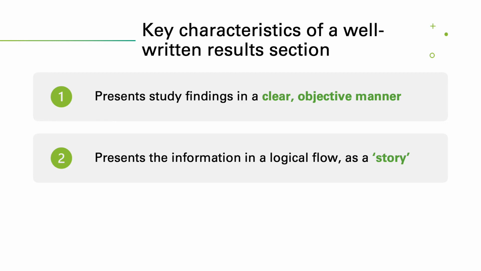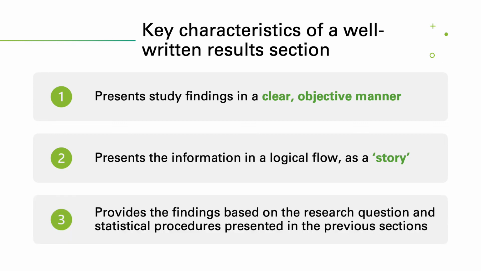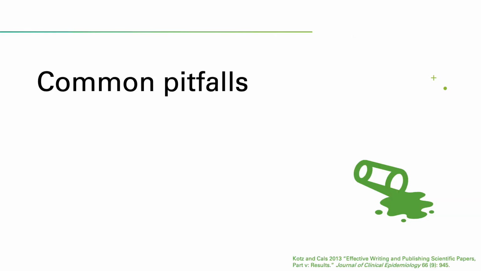Some authors choose to write the results section before writing the other sections. And regardless of the order in which you write your paper, you should always keep in mind the whole story of your study and what is the key message that you're trying to convey with your paper. Lastly, the results section should provide the study findings based on the research question and the methods. The most common pitfall of the results is including components of the methods and the discussion sections.